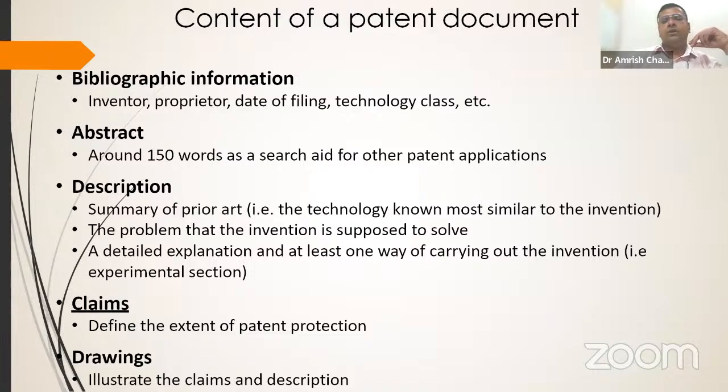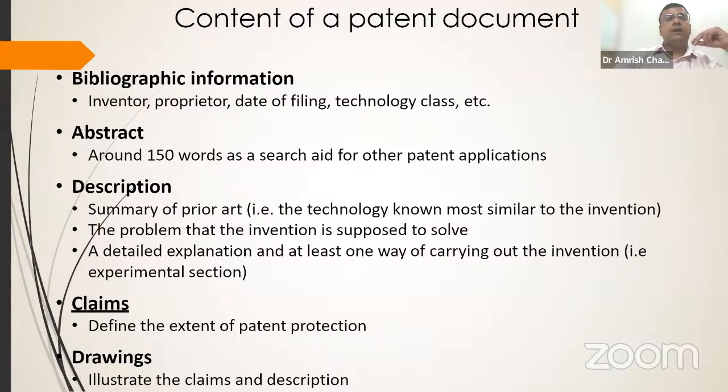Here in the background you don't need to give more details about what your invention is, because you have further sections where you can put that. Okay, so in the background, you just need to put what the problem was and how you have solved that problem. The problem that the invention is supposed to solve has to be mentioned, and the detailed explanation, and at least one way of carrying out the invention, that is the experimental section or the examples.